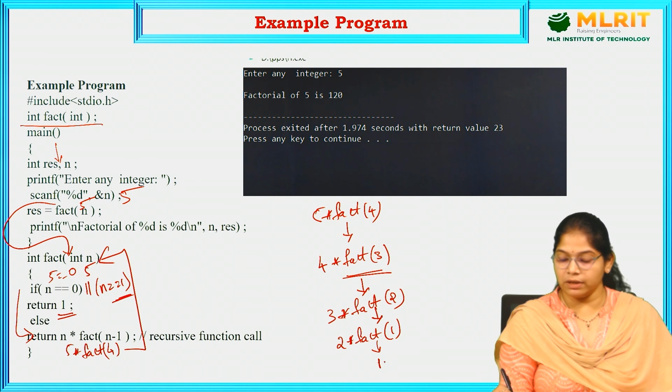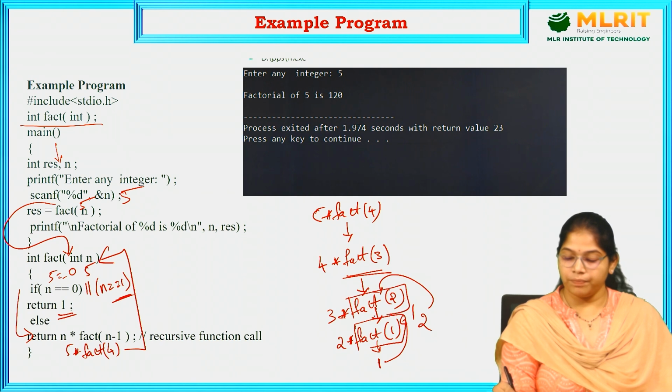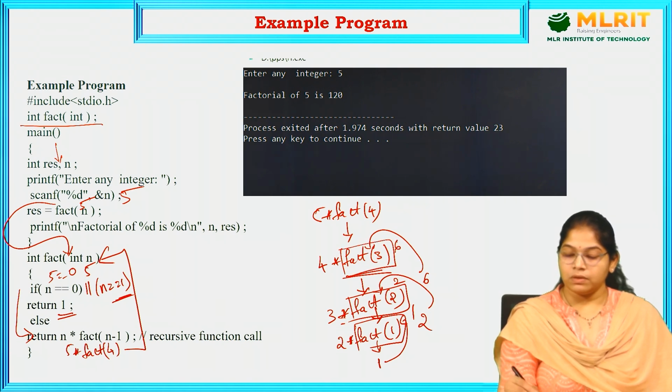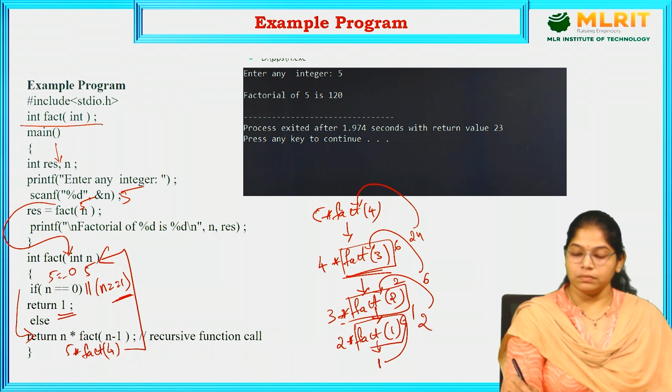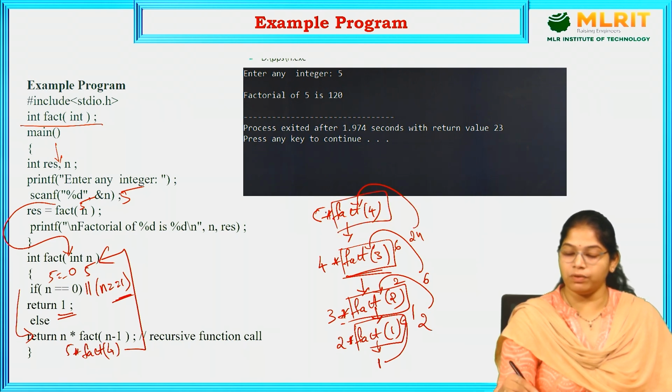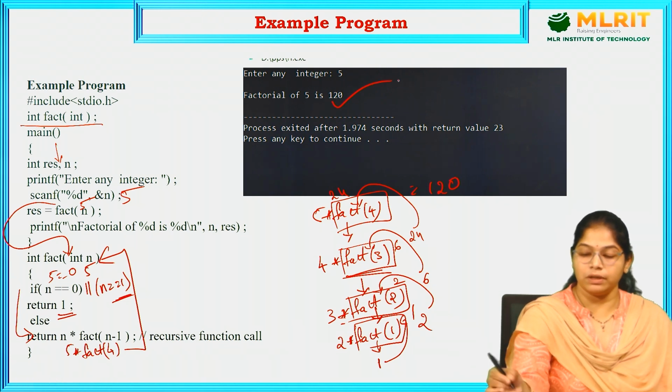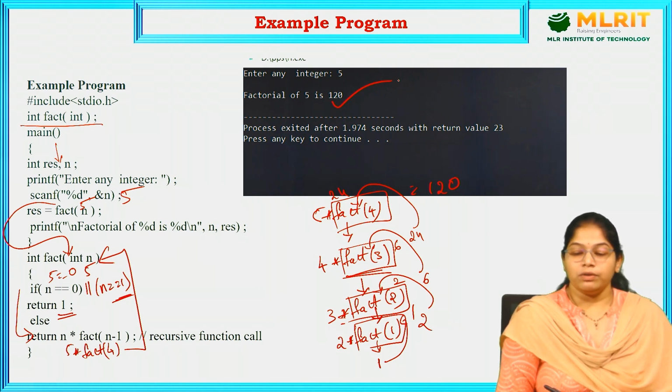Where does it have to return? Where it is called. So this is 1. 2 into 1, now it is 2. This is 2. 3 into 2 is 6. 4 into 6, so fact of 4 is 24. 5 into 24, so it is 120. So here we got factorial of 5 is 120.